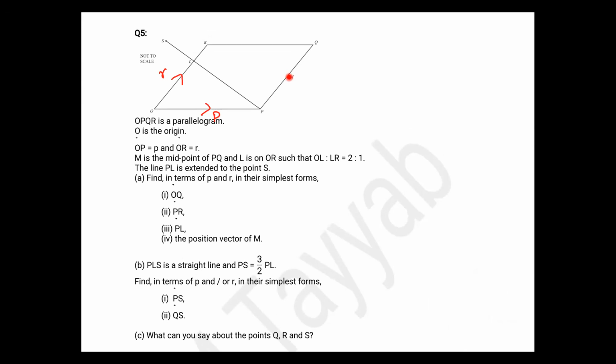Overall, it's a parallelogram. Further, it says OL to LR is 2:1. So OL is 2 parts, LR is 1 part. So 2:1, I'm writing here 2 and 1. It doesn't mean that this length is 2 and that length is 1. The ratio between them is 2:1. So it means OL is 2/3 of total and LR is 1/3 of total. Okay, now start. Find in terms of P and R in their simplest form, part 1, OQ.